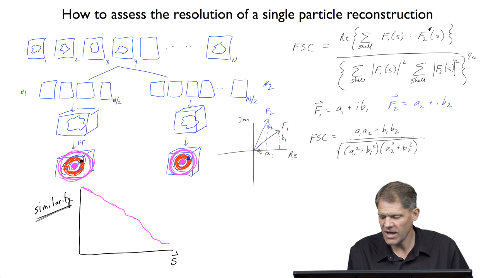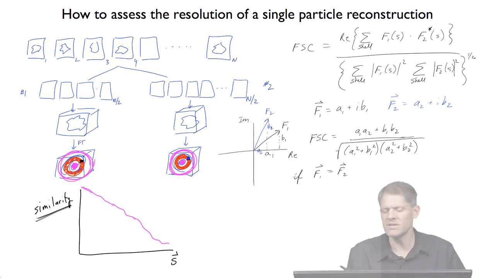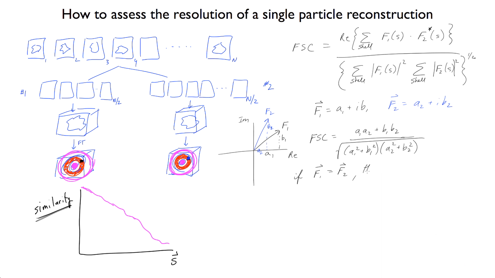Now in the very special case, so we'll say if F1 is equal to F2, then the FSC reduces to the square root of (A squared plus B squared) divided by (A squared plus B squared) squared, which of course is just 1. And so when the two pixels are the same, if we now replace similarity with Fourier shell correlation, the highest correlation possible is 1.